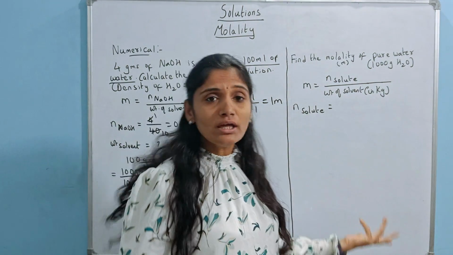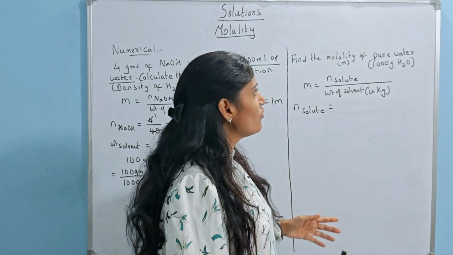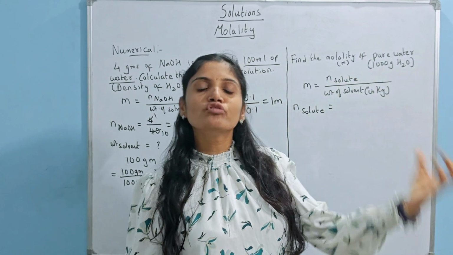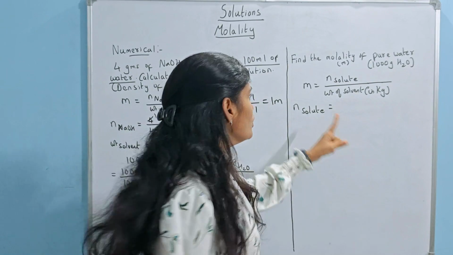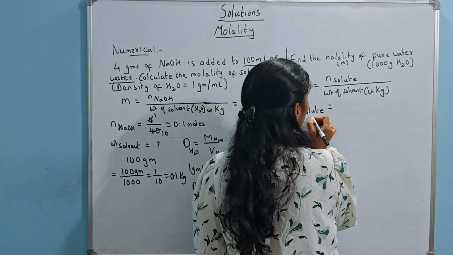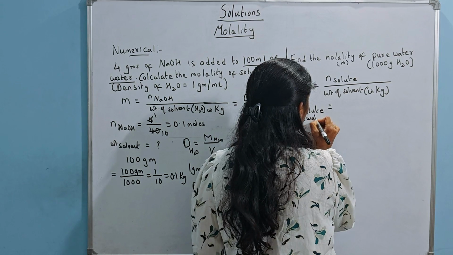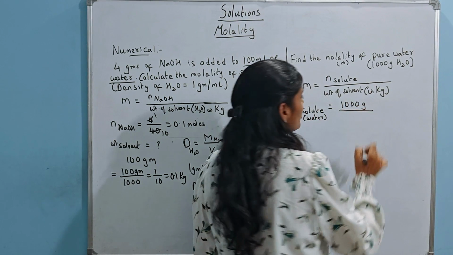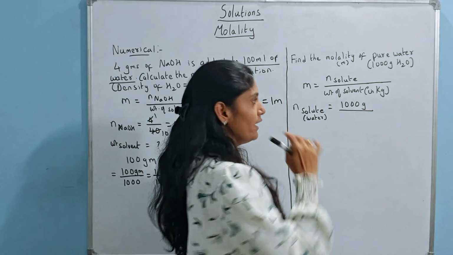So here my solute is pure water only, because whenever I am talking about pure water molarity and molality, I take both the solute and solvent as water. So number of moles of solute, what is my solute here? Water. Number of moles of solute is equal to given mass, 1000 grams, divided by the molar mass of water, 18 grams.